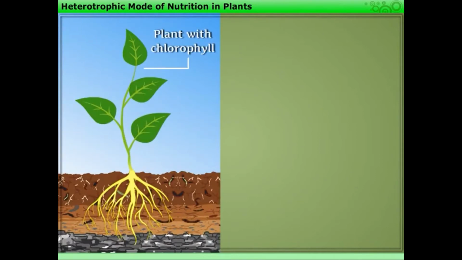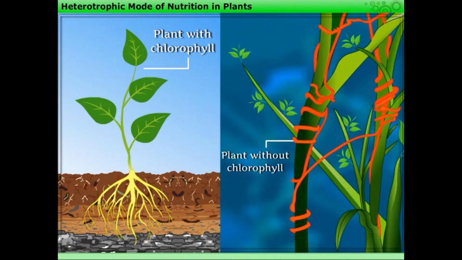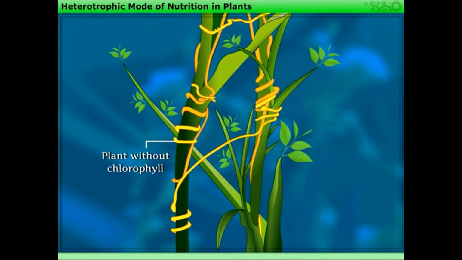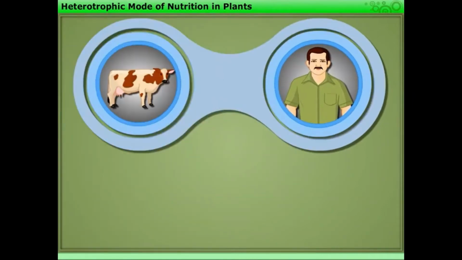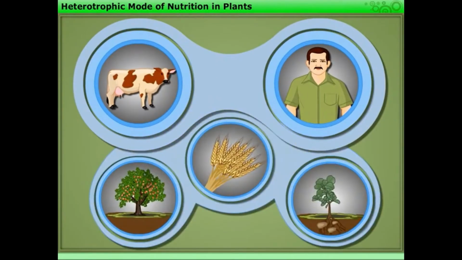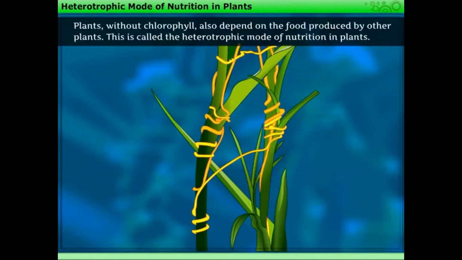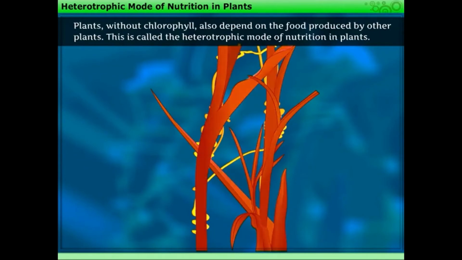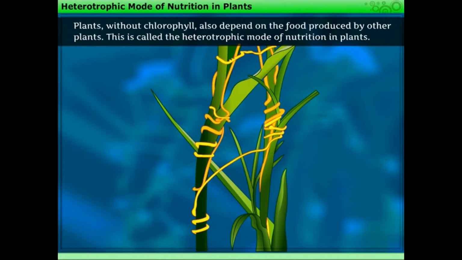So what is heterotrophic nutrition? We know that green plants have chlorophyll, but there are some plants which do not have chlorophyll. So they cannot synthesize their food. Now you will wonder, how would such plants survive? We know that heterotrophs, namely humans and animals, depend on plants for their food. Similarly, plants without chlorophyll also depend on food produced by other plants. This is called heterotrophic mode of nutrition in plants.